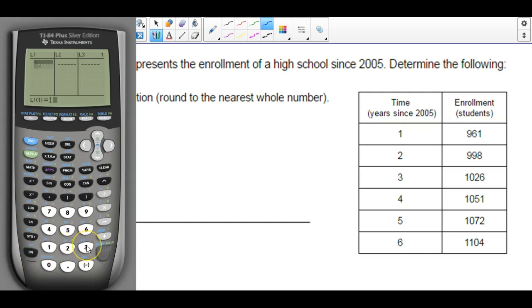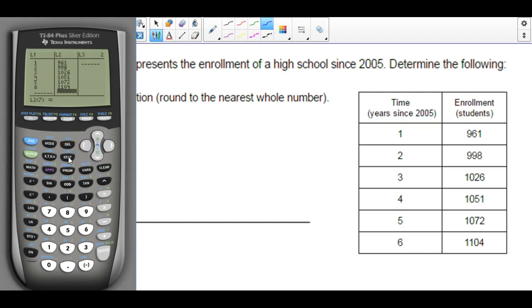So I have 1, 2, 3, 4, 5, and 6. And then I'm going to go over and enter these values for the enrollment. So I have 961, 998, 1026, 1051, 1072, and 1104. So take a minute. You can pause if you have to, enter in that data. And then I'll keep going on with the regression equation.